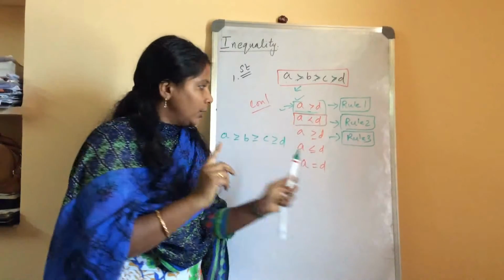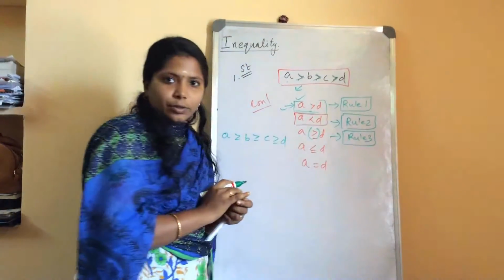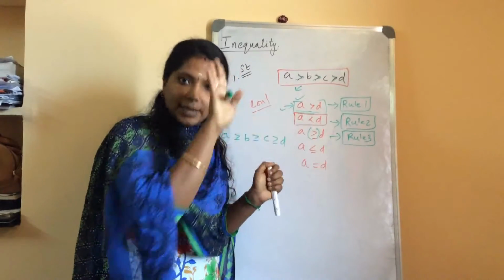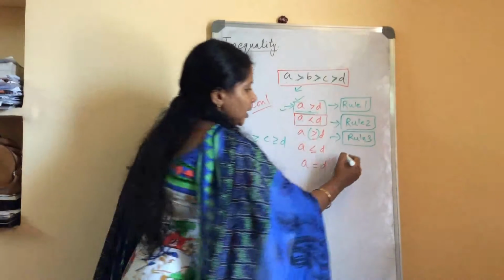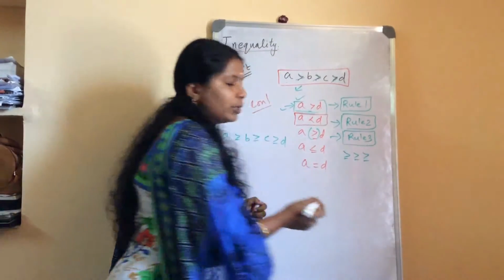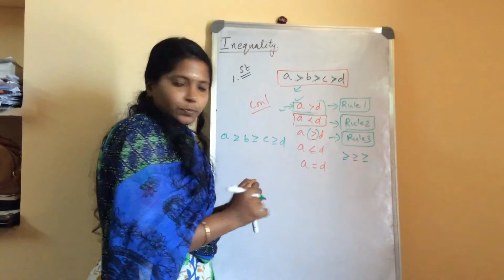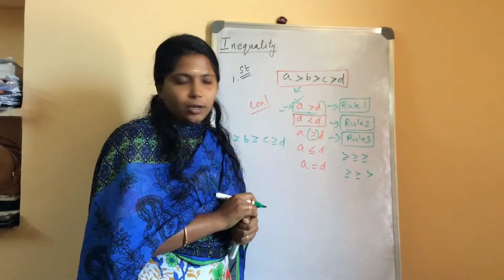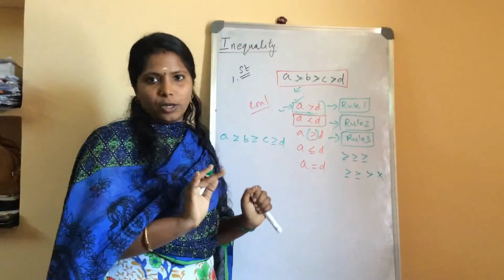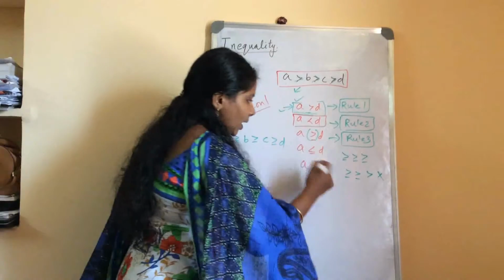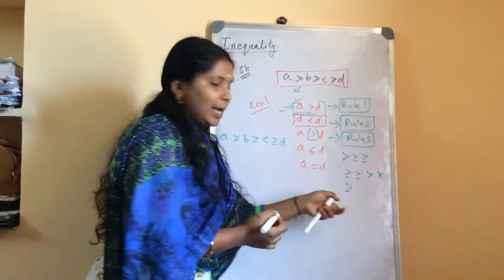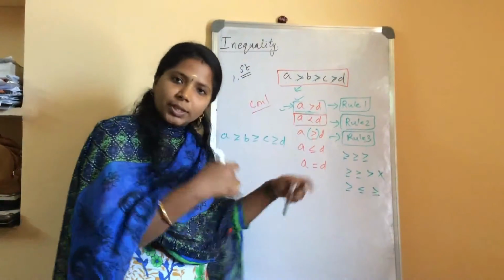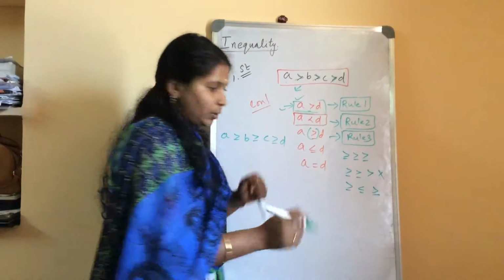Here also, if you find greater than or equal to in the statement, it should follow from start to end greater than or equal to only. Greater than or equal to, greater than or equal to, greater than or equal to. In between, if you find only greater, this conclusion will be false. And in the statement, if you have greater than or equal to, one less than or equal to, again one more greater than or equal to, then also the conclusion will be false.